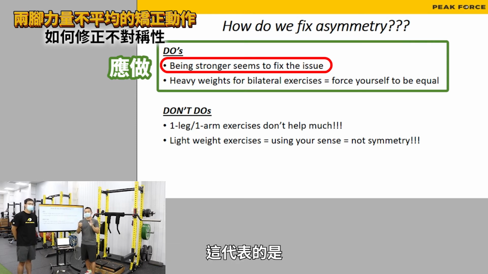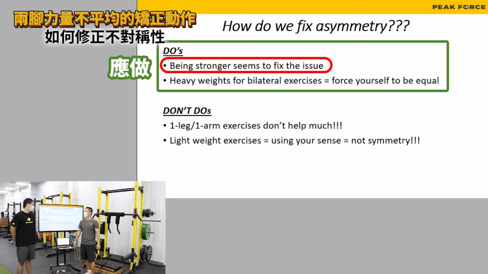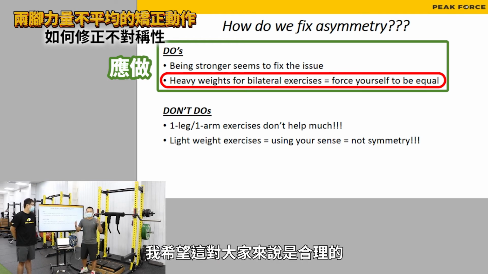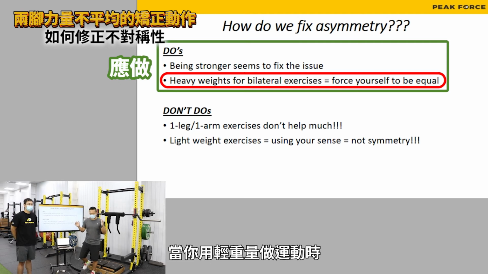Okay, so the do's. The first one is that being stronger seems to fix this issue. What it means is, most of the time, people who have high asymmetry tend to be very, very weak, based on a lot of research outcomes. So the first thing we should do is this: when your body becomes stronger, it seems to correct the asymmetry.